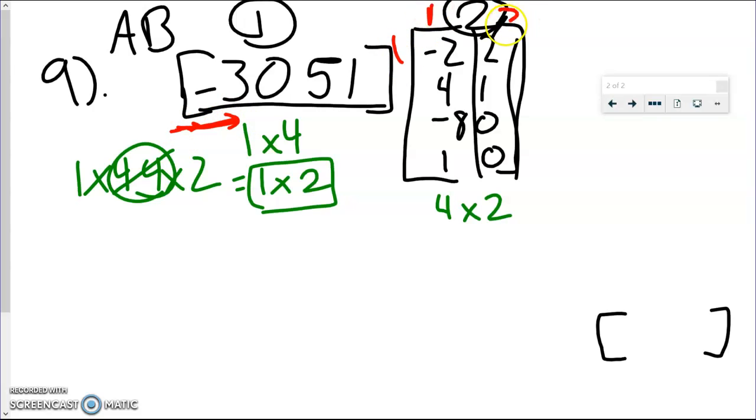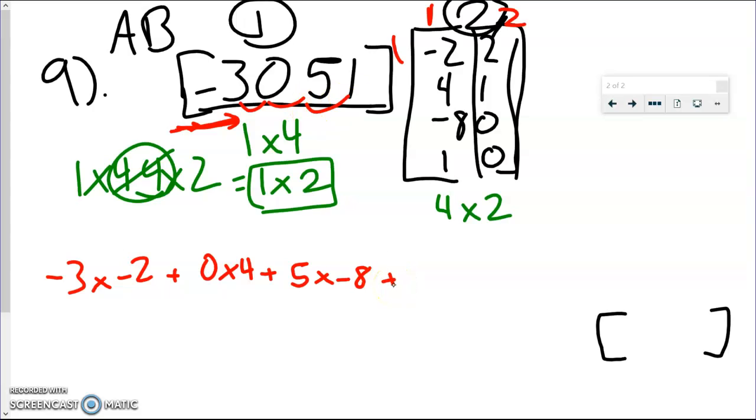Starting with this first column, and then go into the second column, all right? So, we start with the -3, multiply by the -2. Move right to the 0, down to the 4. We're still adding. 0 times 4. Move right to the 5, down to the -8. 5 times -8. Still adding. Move right to the 1, down to the 1 here, okay? Just going to be 1 times 1. We simplify all this together, you get -6 plus 0. I'm not going to write the 0, plus a -40 plus 1. That just basically gets us a -45, which I'm going to put right here, okay?